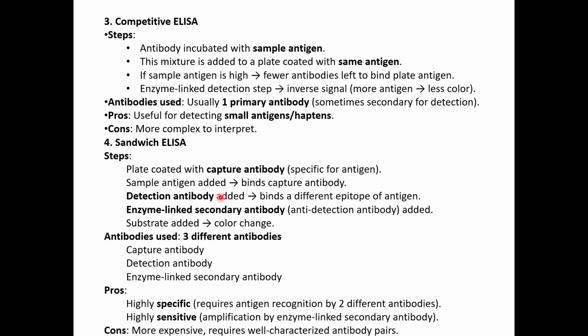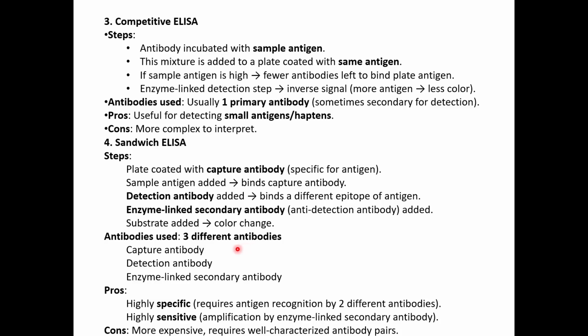But however, here you have first an antibody already bound to the plate. Then you have antigen in the middle. And then you have another antibody bound on the other side of the antigen. So your antigen is basically sandwiched between two antibodies. So the enzyme linked secondary antibody is then added and the substrate is added and then you get a color change. So here you will need three different antibodies.